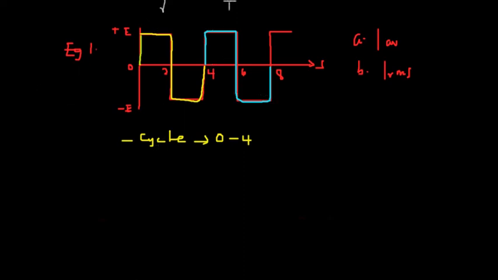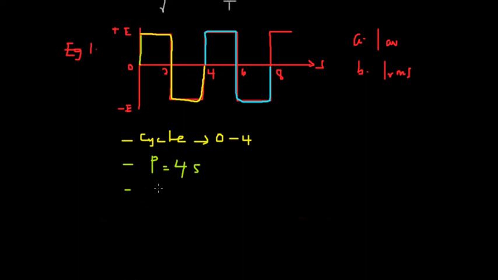Now, let's proceed. So first you need to identify your cycle. So you move from 0 to 4. Then you proceed toward finding your period. Your cycle will help you find your period. So since your cycle is from 0 to 4, it means that your period is 4. The period in seconds is 4 seconds.